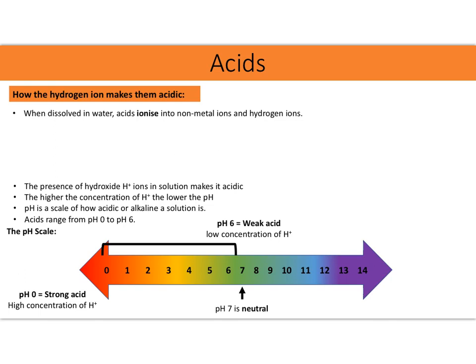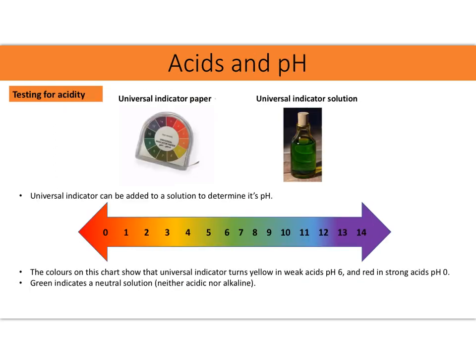We sort of discussed this already. Anything with a pH less than 7 is considered an acid, and it's the presence of hydrogen ions or H plus ions in a solution that makes it acidic. And again, the lower the pH, the more acidic something is. We can use universal indicator paper or universal indicator solution. We can add it to a substance that is a solution already, and find out whether it's acidic or neutral or alkaline.